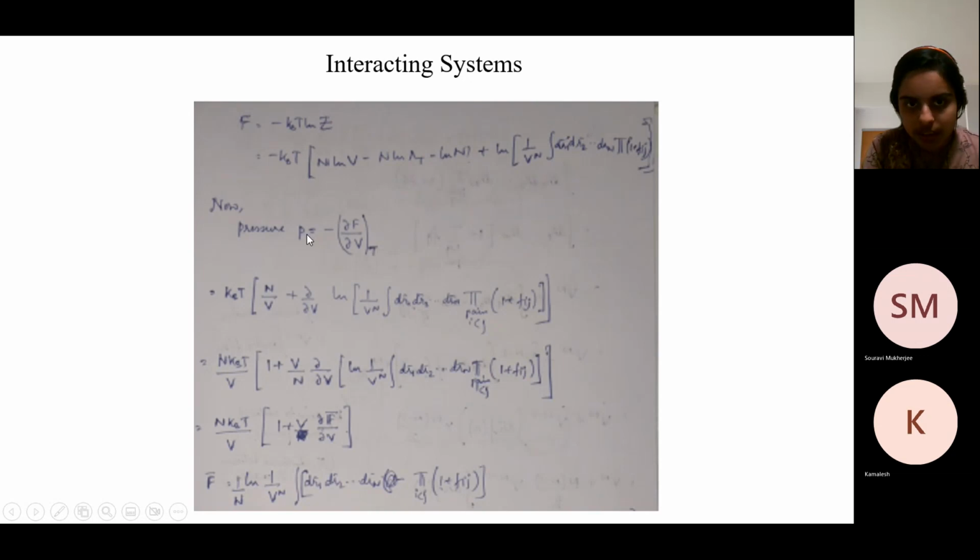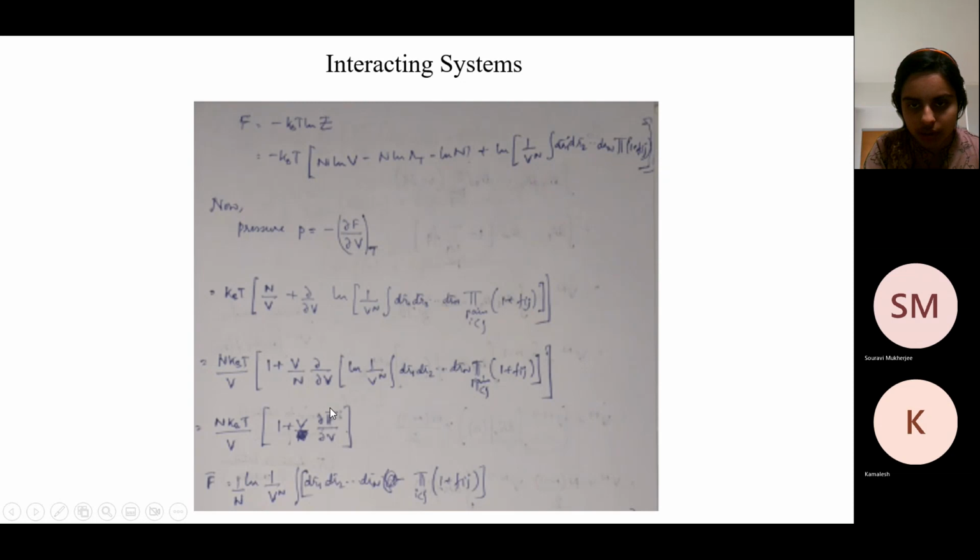Now here pressure is given as minus del F del V at constant temperature. This is known to us. So if we use this formula and do the derivative, we get something like this. So here what we have done is this NkT by V term. Whenever we write pressure for a free ideal gas of N molecules, we know we get P is equal to NkT by V, right? So the first term is similar to what we get for a non-interacting ideal gas system, but now we have this term.